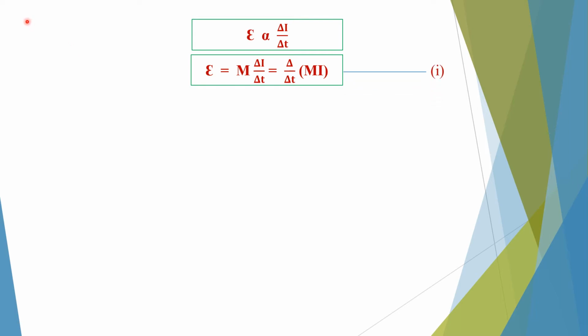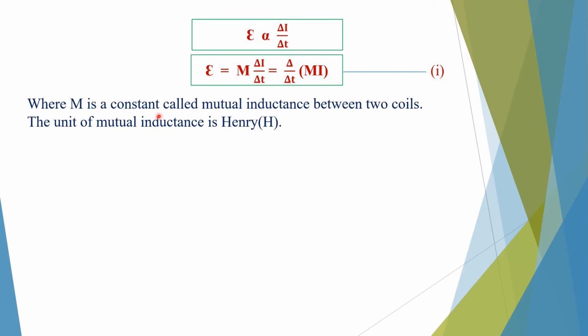Let's call this equation number 1. If EMF is equal to 1 volt and the rate of change of current delta I divided by delta t is equal to 1, then we have mutual inductance equal to 1 Henry. So mutual inductance between two coils is 1 Henry if current changing at the rate of 1 ampere per second in one coil induces an EMF of 1 volt in the other coil, where M is a constant called mutual inductance between the two coils. The unit of mutual inductance is Henry.